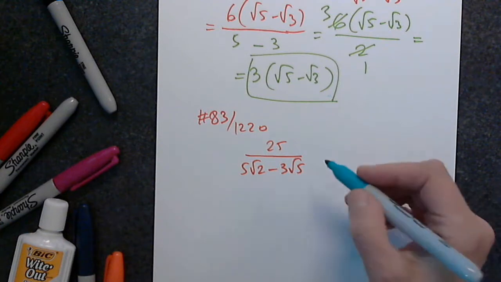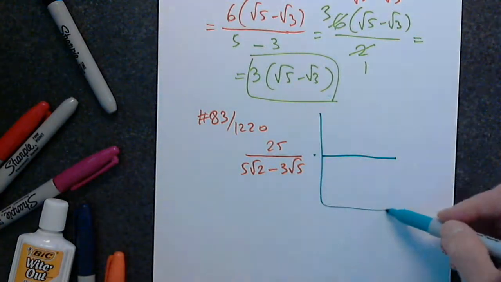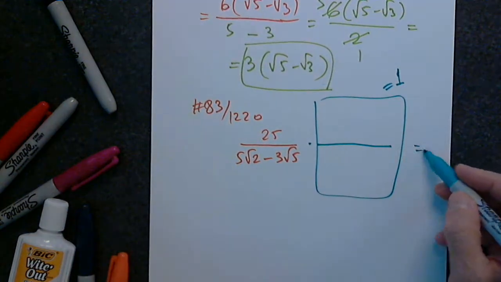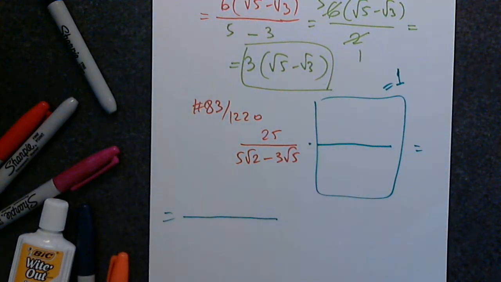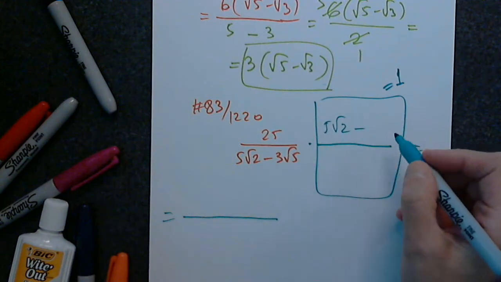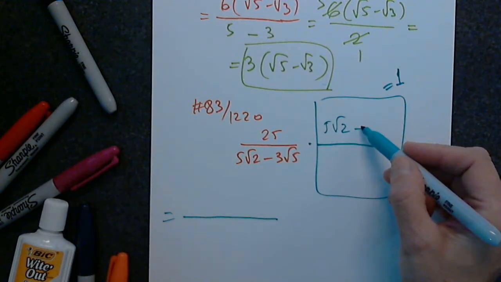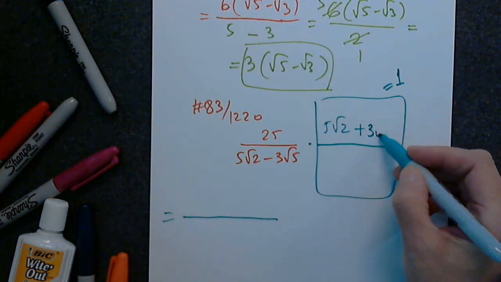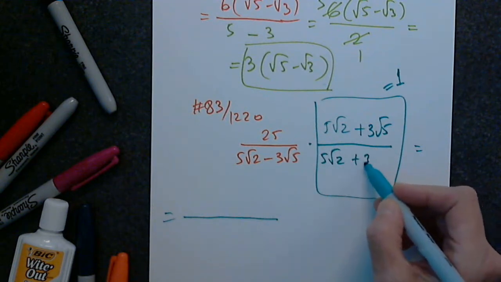So we're ready to multiply top and bottom. Remember, this must equal 1. And it will. So what will you multiply top and bottom by? Yes. 5 the square root of 2. Very good. 3 the square root of 5. 5 the square root of 2 plus 3 the square root of 5.